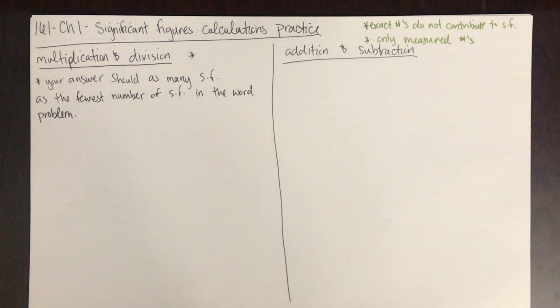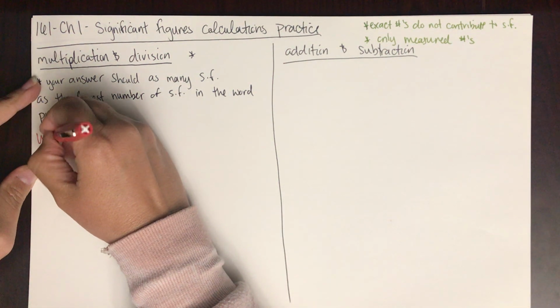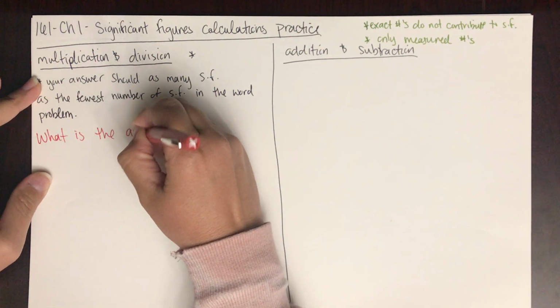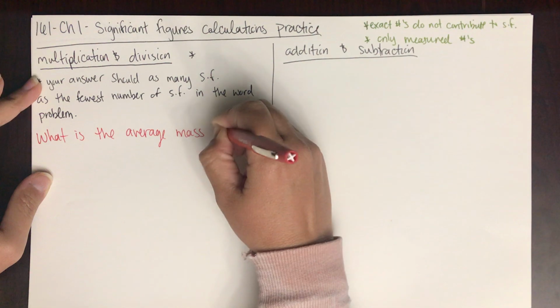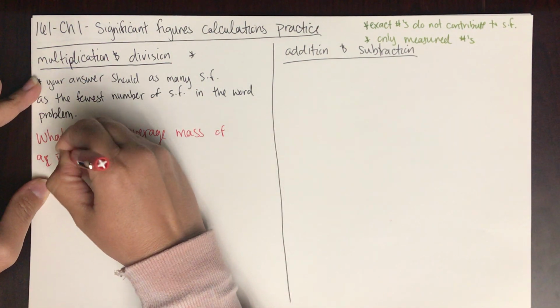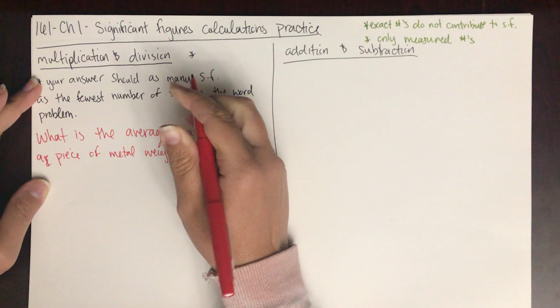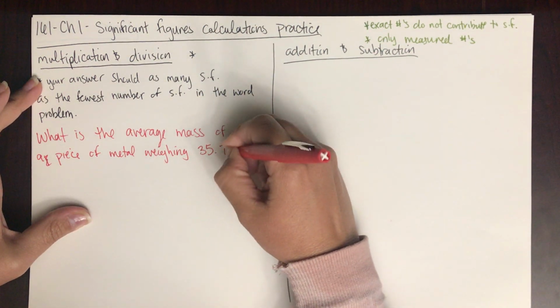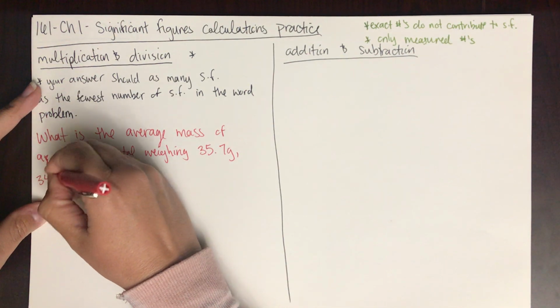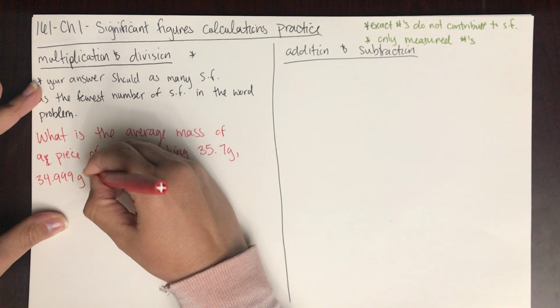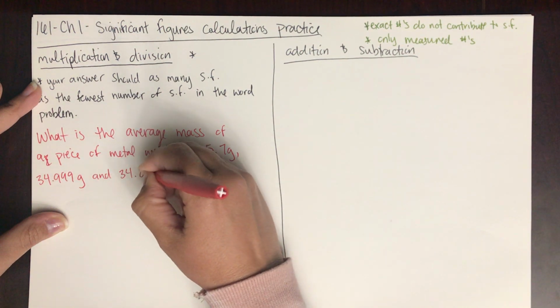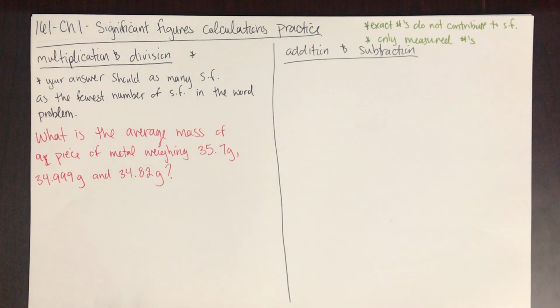Okay, so here let's look at a problem. Let's say, what is the average mass of a piece of metal weighing 35.7 grams, 34.999 grams, and 34.82 grams. So let's just say you have a piece of metal in the lab and there are 3 different scales at the front of the lab and you weigh it 3 different times on 3 different scales.